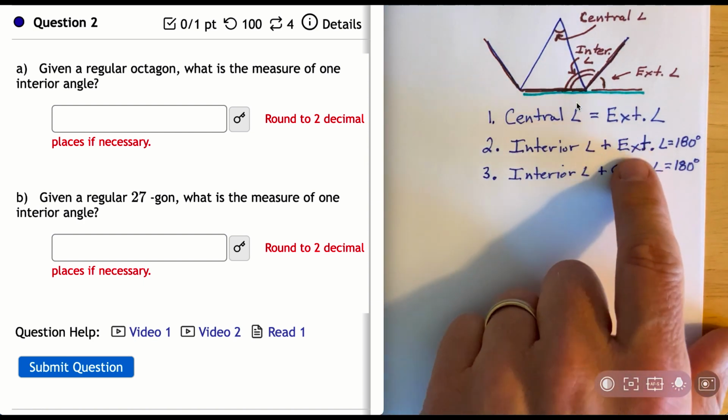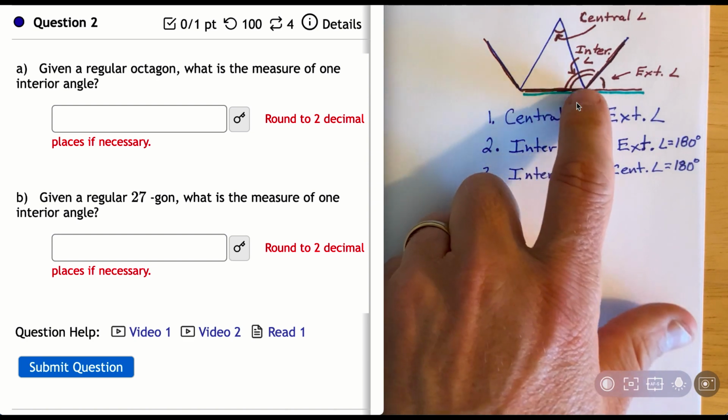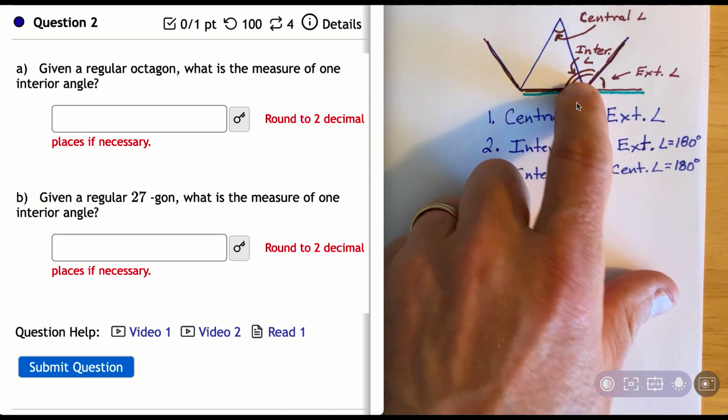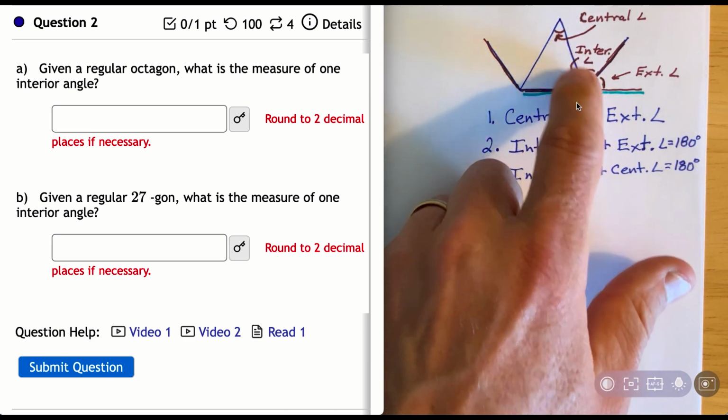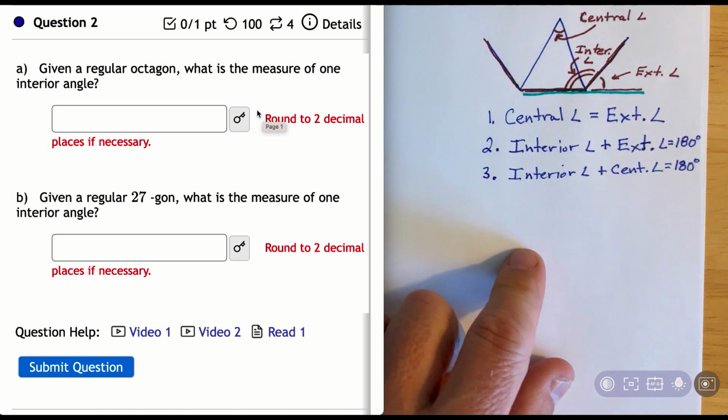Lastly, if you're going to make the extension that exterior angles and central angles are the same, that would also infer that interior angles and the central angles add to 180 degrees. Knowing those relationships will make this a lot easier for you as you try to do the different assignment questions.